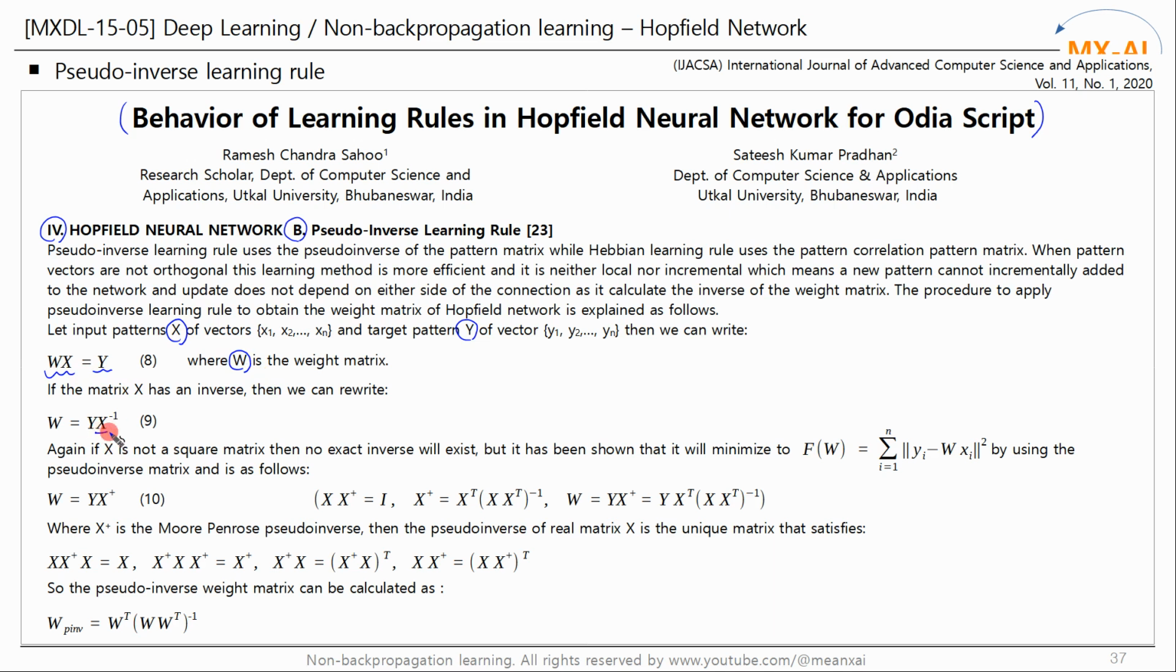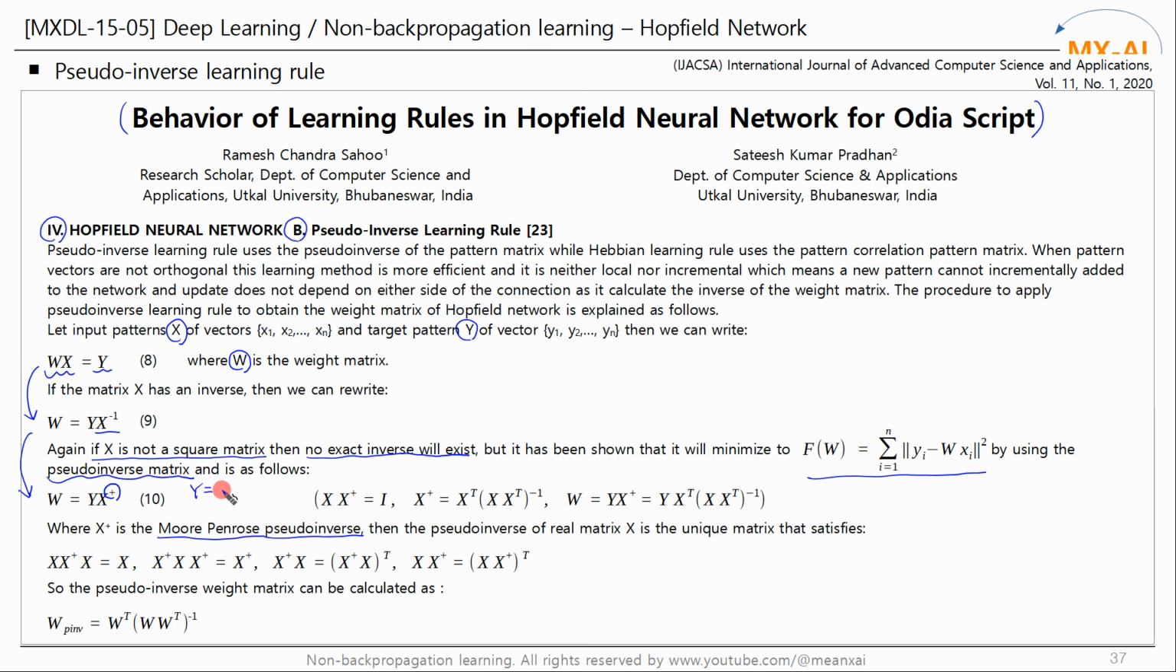If matrix X has an inverse, we can rewrite it as follows. If X is not a square matrix, then no exact inverse will exist. But it has been shown that it will minimize the mean square error by using the pseudo-inverse matrix. And this can be written as follows. X superscript plus indicates the Moore-Penrose pseudo-inverse matrix of X.